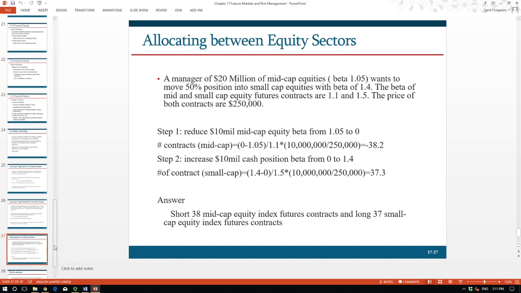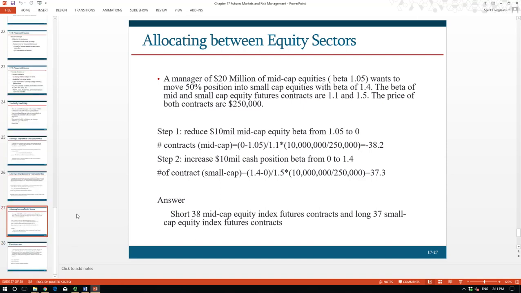Futures contracts can also be useful for you to allocate assets between different asset classes or different sectors in your equity portfolio. And here's one example. Let's say you have $20 million of mid-cap equity with a beta of 1.5, and you want to move half of it into small-cap equity with a beta of 1.4. So here you want to change the beta for that $10 million portfolio.